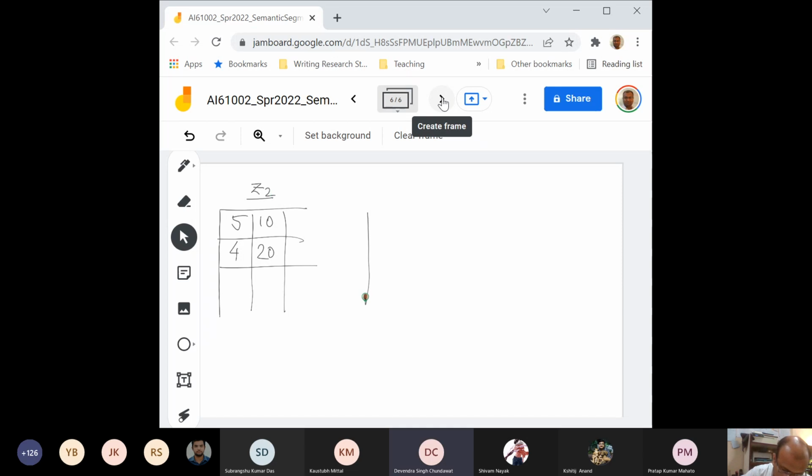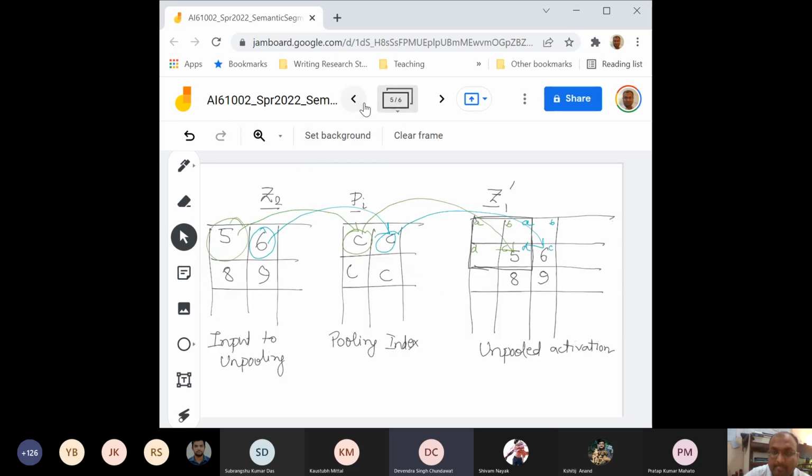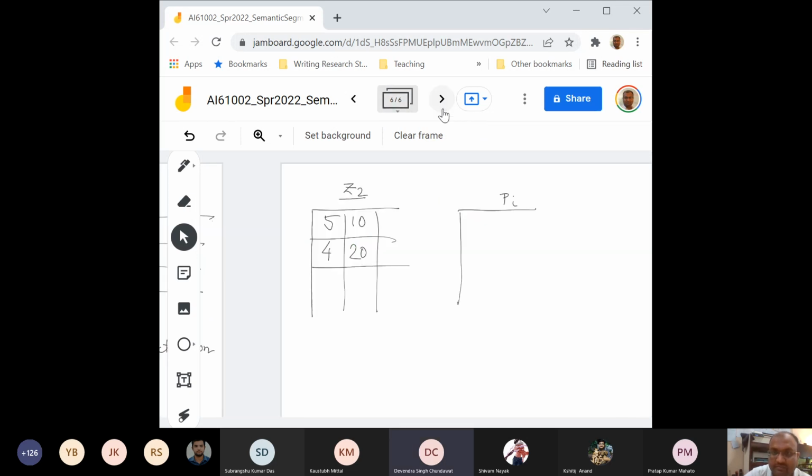Sir, in the last one, other than 5, 6, 8, 9, other values will be 0. Yeah, other values are 0. Wherever I'm not substituting anything, they will have 0 values. Okay, sir.